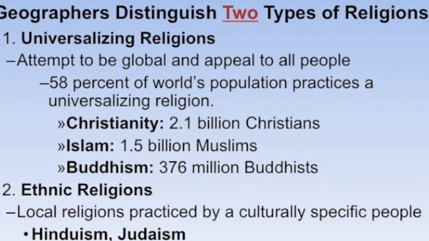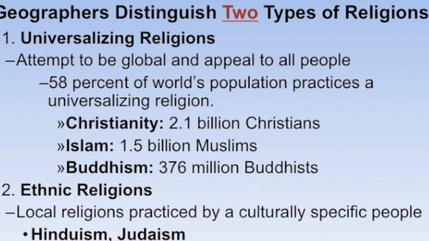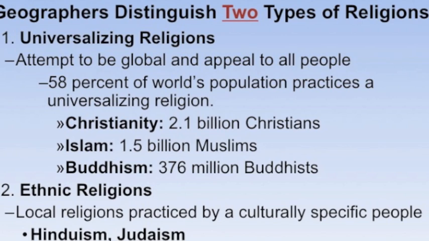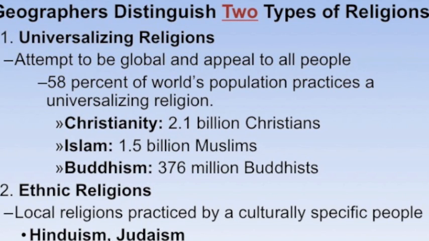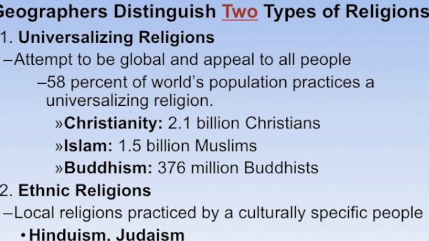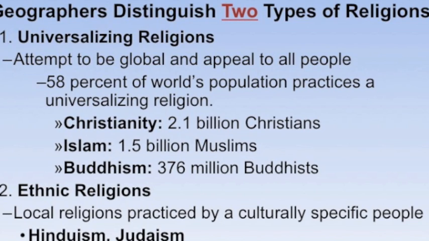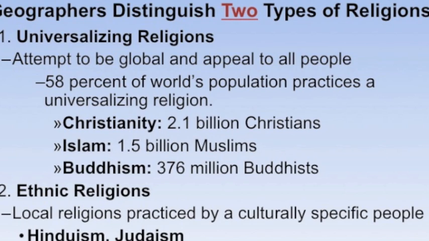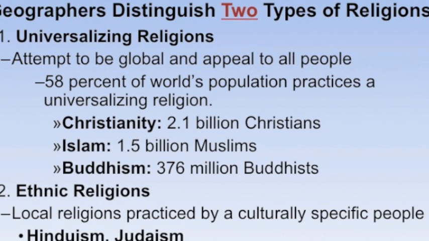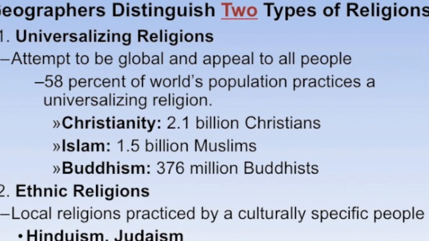On the other hand, you've got ethnic religions, which are religions found locally and are practiced by a very culturally specific group of people. And 2 examples of ethnic religions are Hinduism and Judaism, and they're a lot more concentrated in certain parts of the world rather than found throughout.